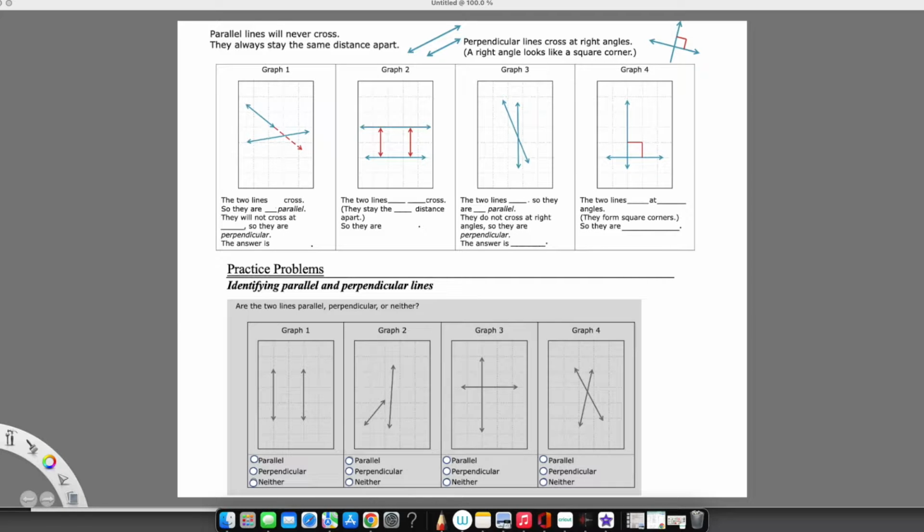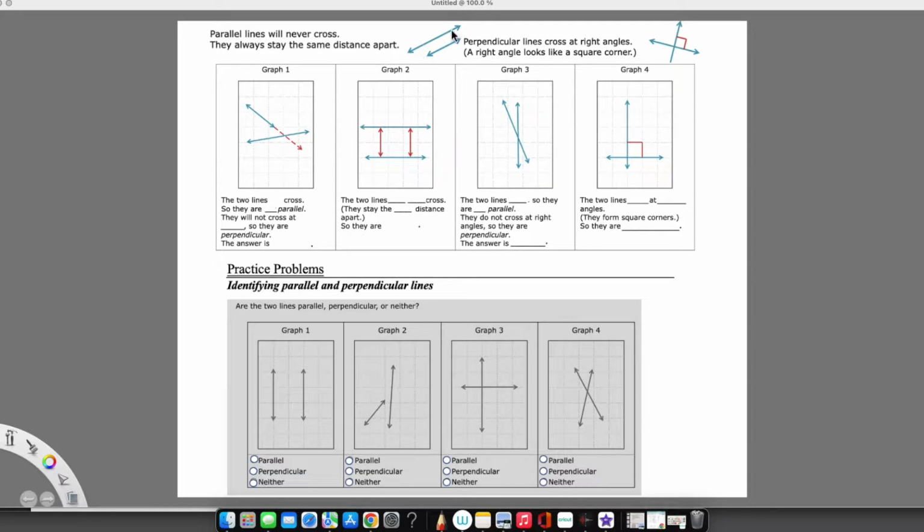Alrighty, so in this video, we're going to start to compare types of lines or the slopes of lines. So we're going to look at parallel and perpendicular and what that means. So up here we have the definition. Parallel lines will never cross and they're the same distance. They stay the same distance apart at all times.